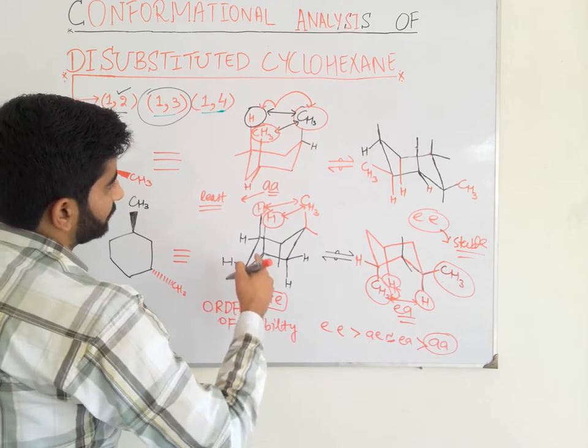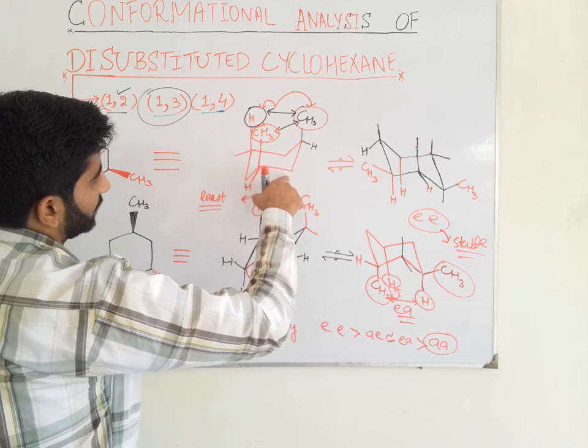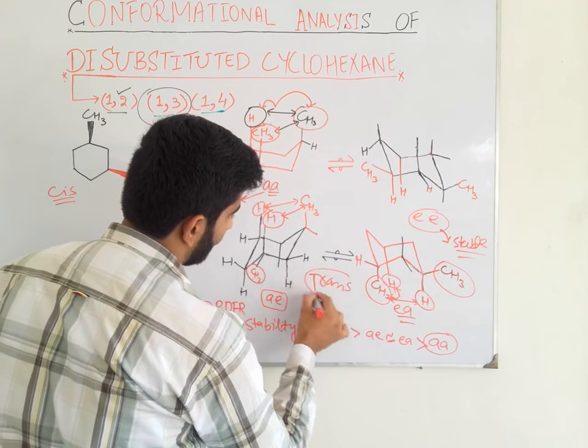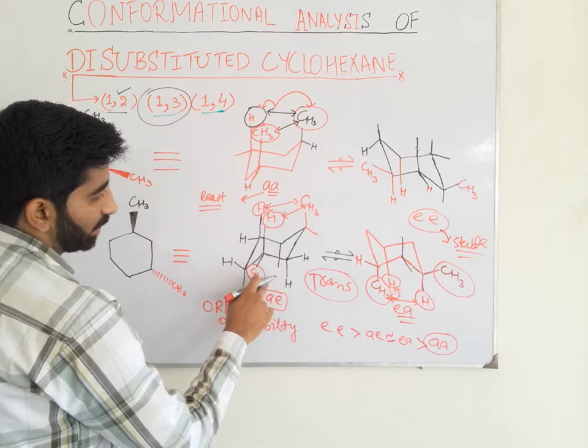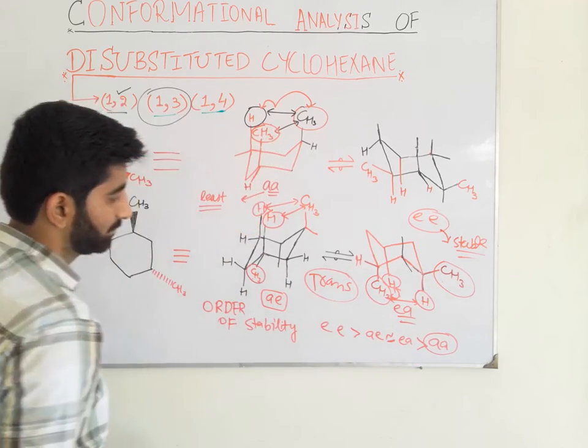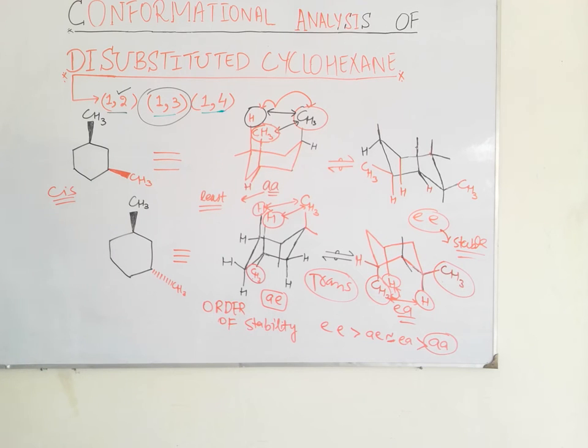So it is our cis and it is our trans, because in one, one is axial up and the other is equatorial down, and in the other, one is equatorial up and the other is axial down. So this is the 1,3 disubstituted cyclohexane conformational analysis.